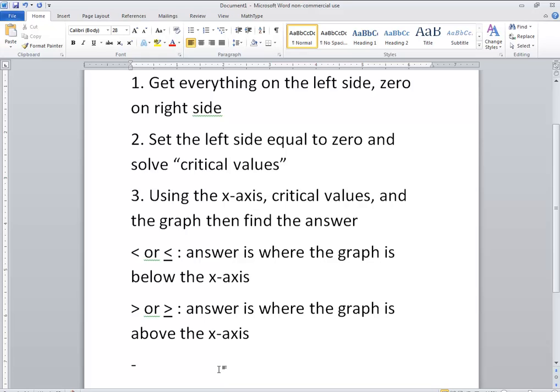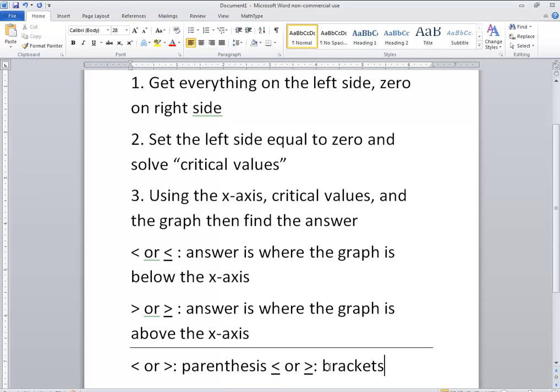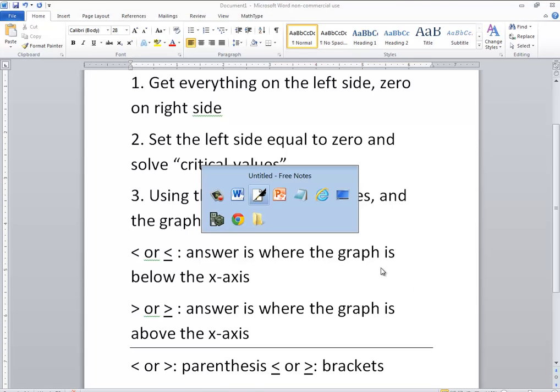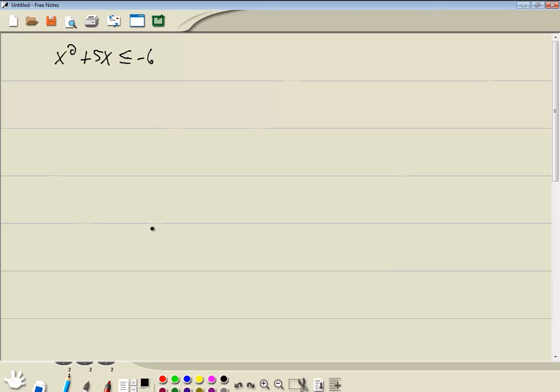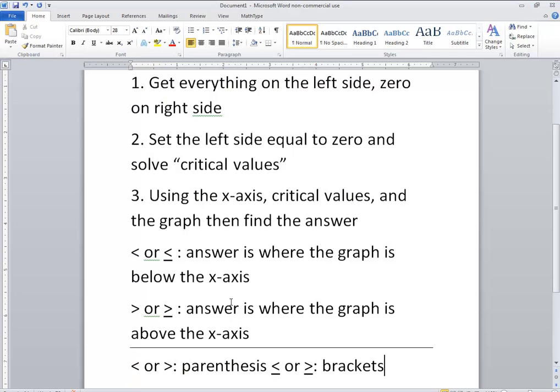And then, if we got less than or greater than, we're going to use parentheses. If we got less than or equal to or greater than or equal to, we use brackets. It doesn't really all fit on the page, but that's okay. So let's go through our steps.